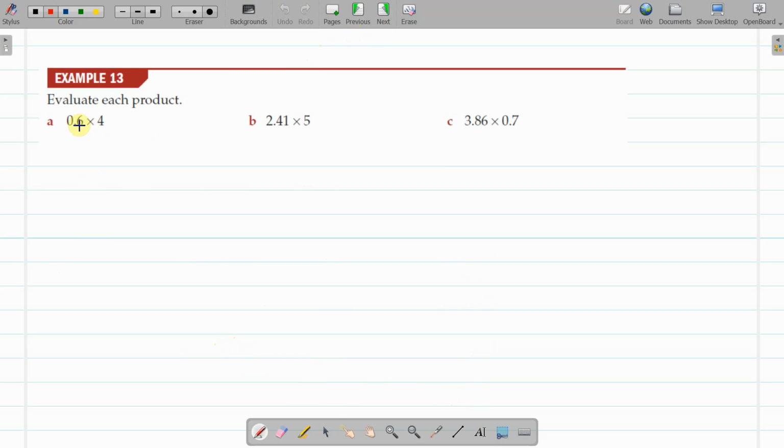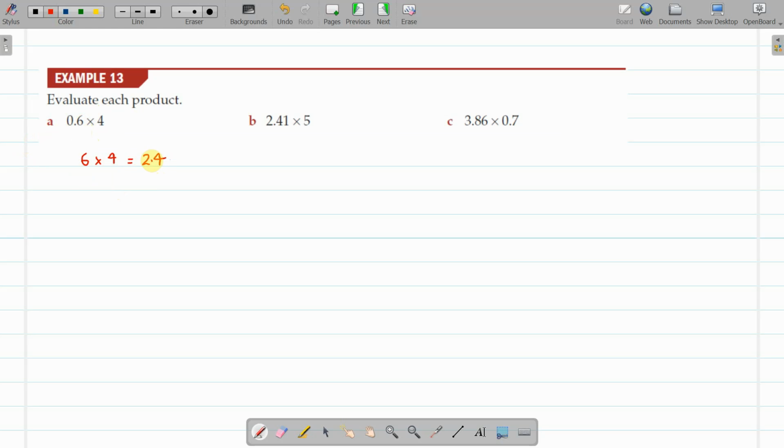Okay, more examples. This time we're not multiplying by 10, 100, 1,000, but by whole numbers, and then a decimal. So what we do first is we take out the decimal and just multiply without, and we get 6 times 4 is 24. And then we can put the number of decimal places back in. Now this whole question only has one decimal place in it. That's right there. So that's all we need in the answer.